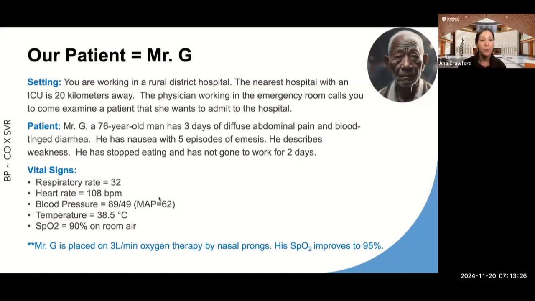Mr. G has a respiratory rate of 32, a heart rate of 108 beats per minute. His blood pressure is 89/49 with a MAP of 62. Temperature is 38.5 degrees Celsius and his oxygen saturation on room air is 90%. Mr. G is placed on 3 liters per minute of oxygen therapy by nasal prongs. His SpO2 improves to 95%.